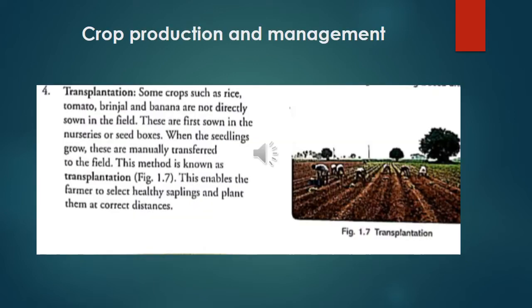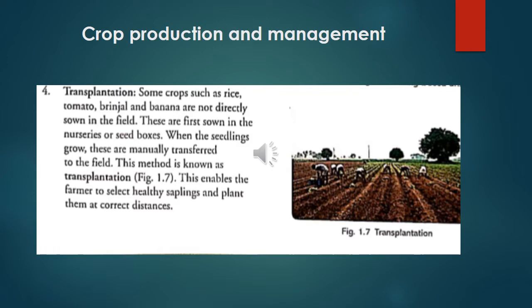Now let's know about transplantation. So what is transplantation? It is used by farmers. It is useful for farmers because it enables us to select only healthy seedlings for plants. The process of transplantation enables us to plant the seedlings at the right spacing so as to ensure the uniform availability of water, nutrients, and sunlight.